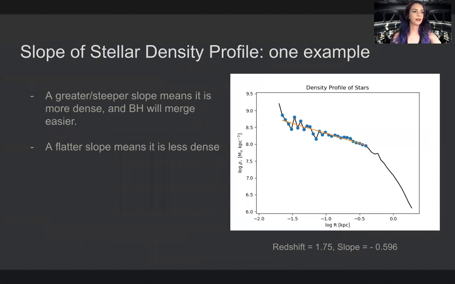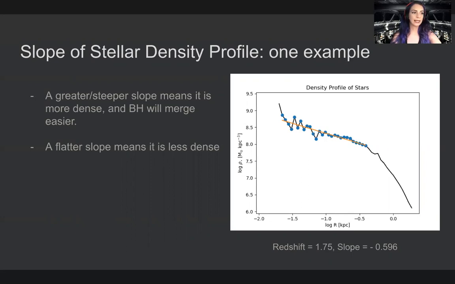Displayed is a plot of the stellar density profile of the galaxies hosting the black holes, with the slope included for merger at redshift equals 1.75. The y-axis is the density, or how tightly packed the galaxy is or isn't, and the x-axis is the radius, where left is center and right is outwards towards the edge of the galaxy. A greater, steeper slope means it is more dense, and the black holes will merge easier with a shorter delay time. A flatter slope means it is less dense with a more erratic path for the black hole to get to the center, and is not likely to stay in the center.